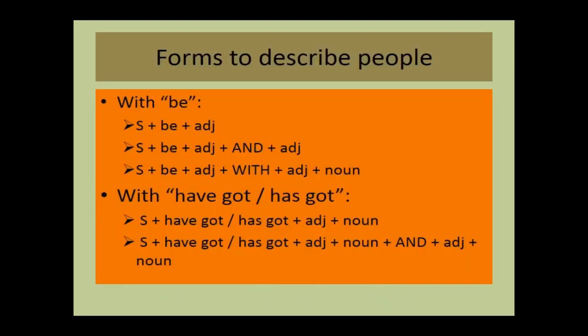And now that we have finished with this basic vocabulary, let's learn the two forms to describe people with two different verbs. First, we can use the verb be with three different structures. We can use a subject, the verb and an adjective. Or we can use the subject, the verb be, an adjective, and another adjective. Or we can say the subject, the verb to be, an adjective, with, and an adjective and a noun. And, secondly, we can use the verb have got, with two different structures. We can say the subject, the verb, an adjective and a noun. Or we can say the subject, the verb have got, an adjective plus a noun, and another adjective plus another noun.